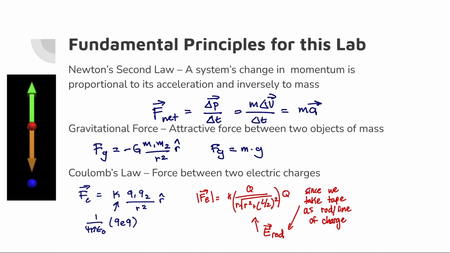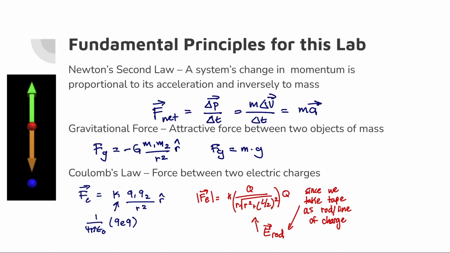The two forces in this equation are the gravitational force, which is the attractive force between two objects of mass, so F of g is equal to mass times gravity, and, in this case, we're equating it to essentially Coulomb's law, or the force between two electric charges. In the purple here, we find the equation that we used for last lab.